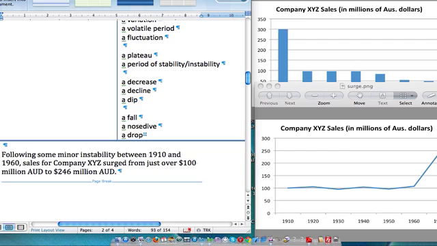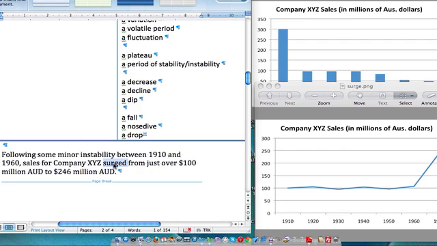Now, if we look at this, what we've done is we've included an adjective and a noun, and we've included a verb, and as I mentioned before, surged already has quite a bit of meaning behind it, so we don't really need to qualify it further.